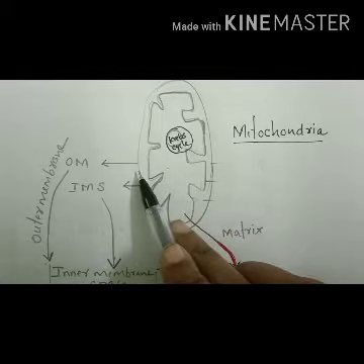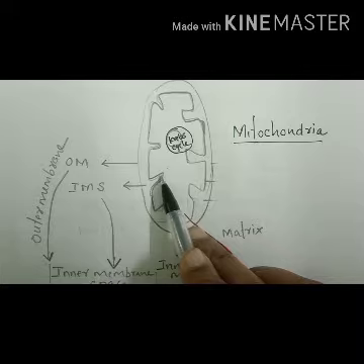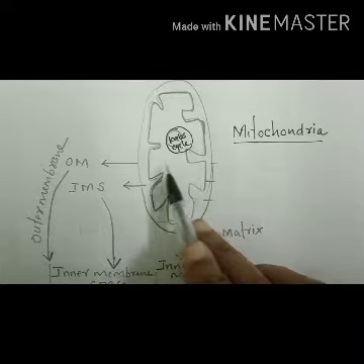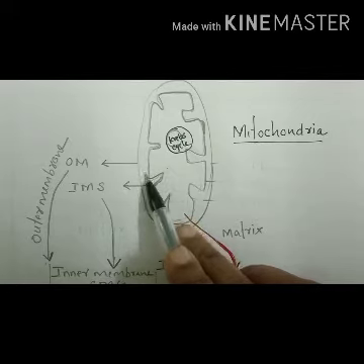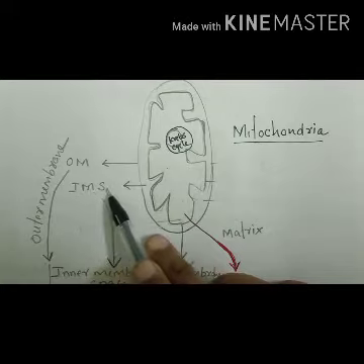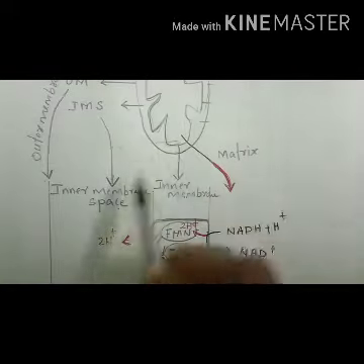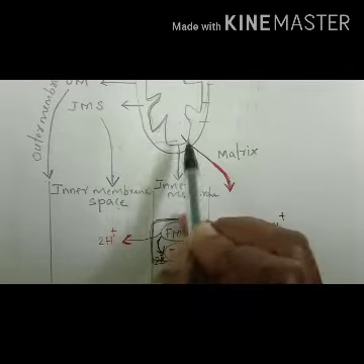And this is the outer membrane. This is the inner membrane of mitochondria. And this is matrix portion, and in between outer membrane and inner membrane there is a space, and that space is called inner membrane space. So this is an enlarged portion of a section of mitochondria.